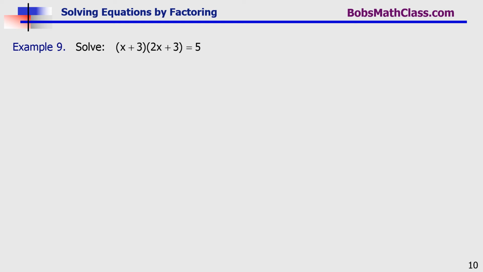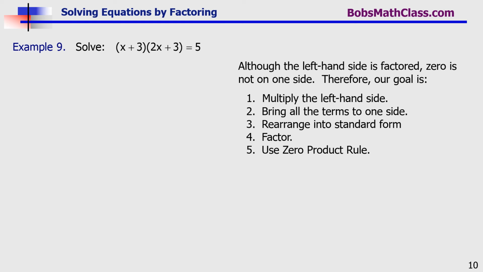Okay, so multiply the left-hand side. x times 2x is 2x squared. x times 3 is 3x, and then 3 times 2x is 6x, so that gives us a 9x in the middle. And then the last term is 3 times 3, which is 9. Now, subtract the 5 on both sides. That gives us 2x squared plus 9x plus 4 equals 0.